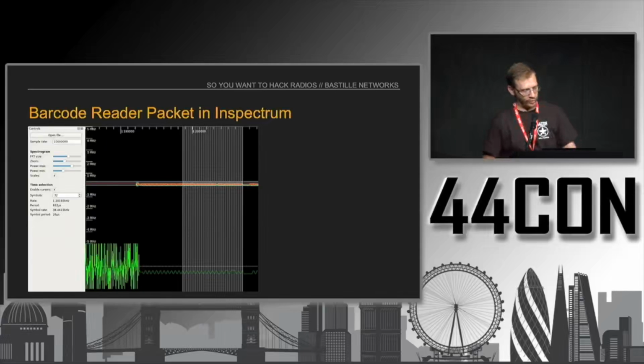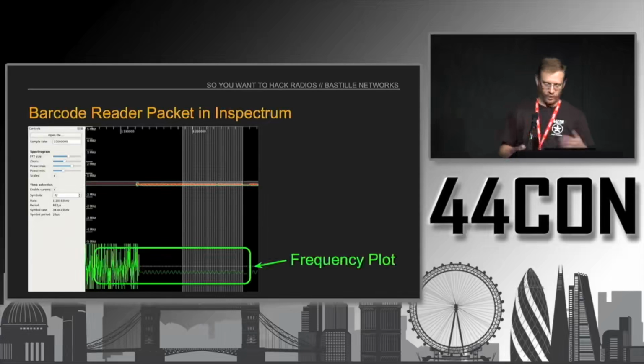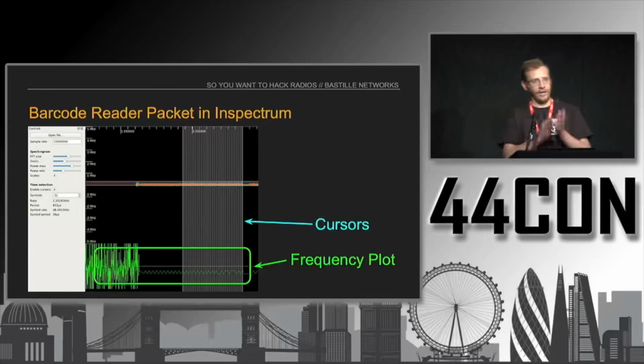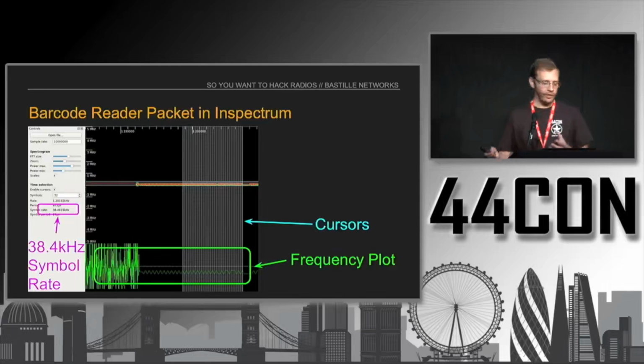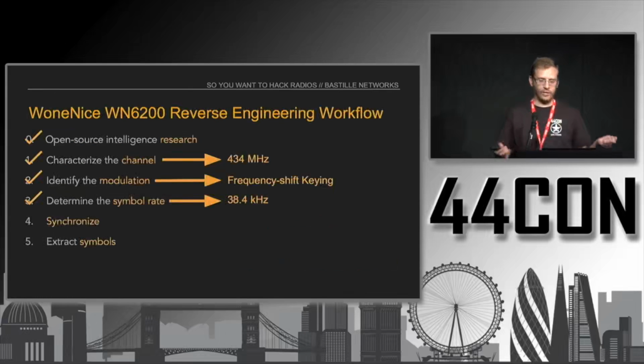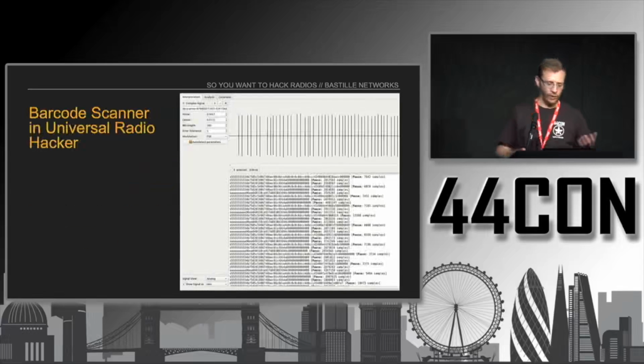So I take the first capture and load it up in Inspectrum, and this is what Matt had used earlier. On the bottom, we have this frequency plot, which shows us the oscillation of the frequency between the 2 values. Then we can use the cursors tool to line up these vertical lines with these frequency shifts, and that tells us what the symbol rate is. So we have a 38.4 kilohertz symbol rate. Now we know the center frequency, the modulation type, and the symbol rate. Now we need to figure out what's actually in these packets.